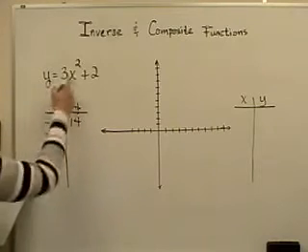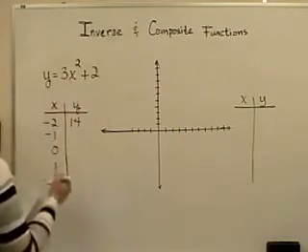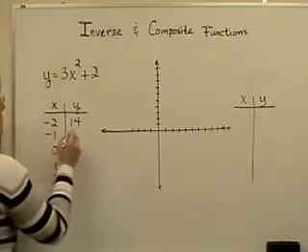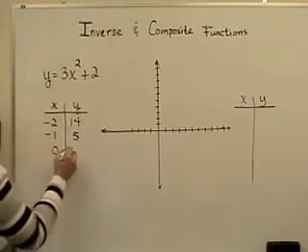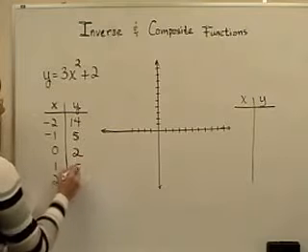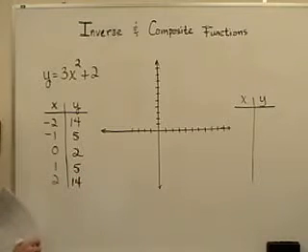When I put a negative 1 in here for x, a negative 1 squared is a positive 1 times 3 is 3. 3 plus 2 is 5. When I put in a 0, I get 2. When I put in a 1, I'll get a 5 back out. When I put in a 2, I'll get a 14 back out.